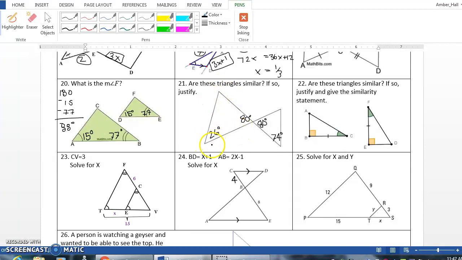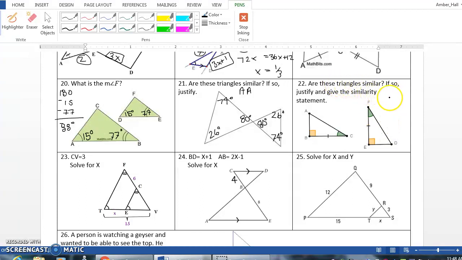In this triangle, we know that this is 26. We were given that this is 80, so we know that the vertical angle is also 80 degrees. If we subtract from 180, this angle is 74 degrees. If we do the same thing over here, we see that this is 26 degrees. Now I have two angles that are congruent in each triangle, so I know that they are similar by the angle-angle postulate.